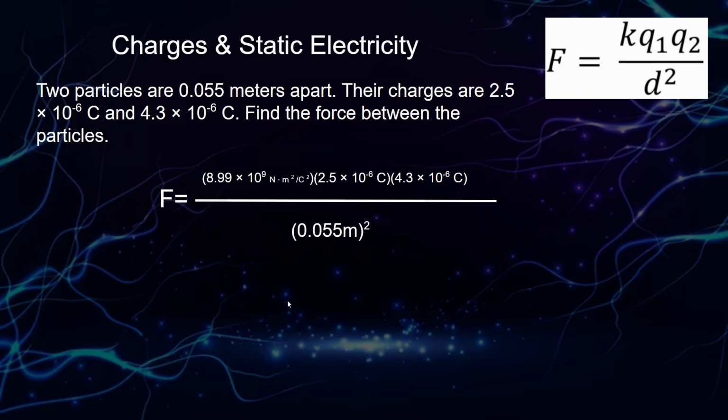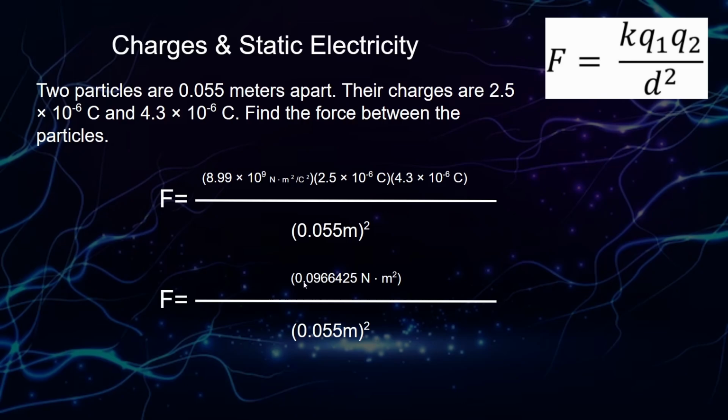Okay, so let's do that. Here is my constant, my K, I've plugged that in. My two charges I've multiplied here, so 2.5 times 10 to the negative 6 and 4.3 times 10 to the negative 6. And then on the bottom, I've squared my distance, so 0.055 meters squared. Let's simplify the numerator by multiplying these three numbers together and canceling out my coulombs and divided by coulombs squared.